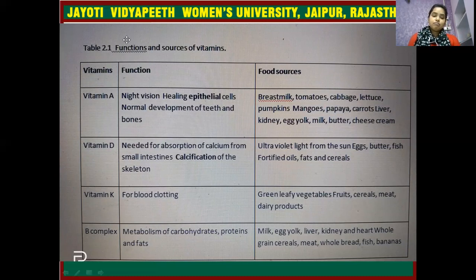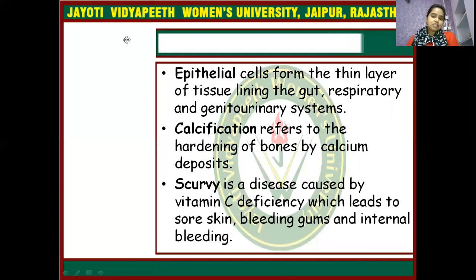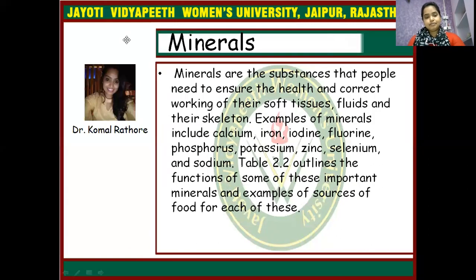B complex is for metabolism of carbohydrate, protein, and fats. Sources are milk, yolk, liver, kidney, heart, whole grain cereal, meat, whole bread, fish, and bananas. Epithelial cells form the thin layer of tissue lining the gut, respiratory, and genitourinary systems. Calcification refers to the hardening of bone by calcium deposition. Scurvy is a disease caused by vitamin C deficiency, which leads to sore skin, bleeding gums, and internal bleeding.